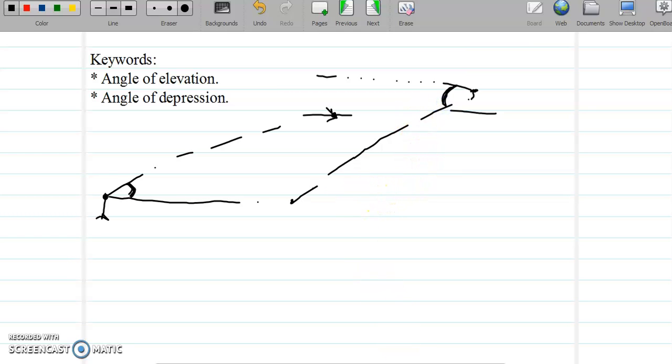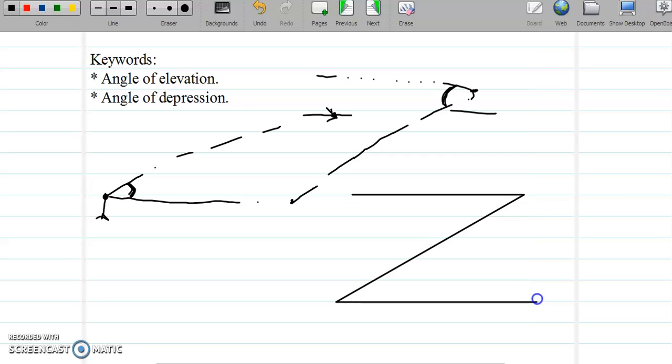And you must know that the angle of elevation must be equal to the angle of depression when we're talking about alternate angles. So if this is the angle of depression and this is the angle of elevation, these two angles must be what? Equal. Okay, now let's consider some questions.